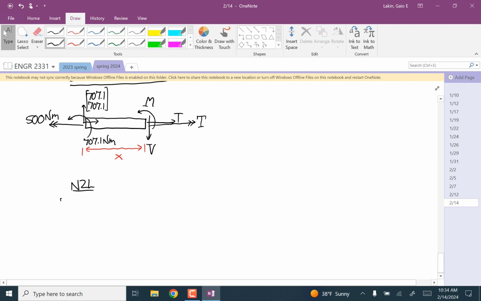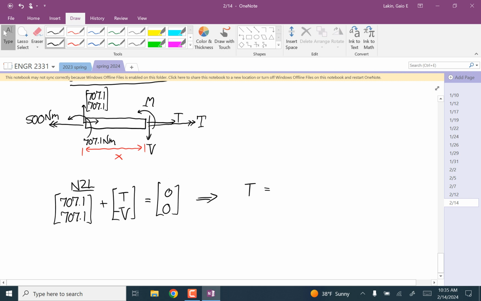Newton's second law says 707.1, 707.1 plus T, 0 and 0, negative V. You can lump that into a single vector. And you get that T, no matter what that x distance is, is equal to negative 707.1. V, no matter what that x distance is, is positive 707.1.